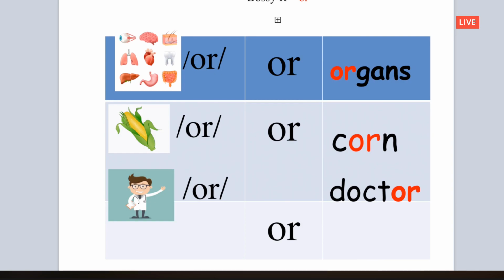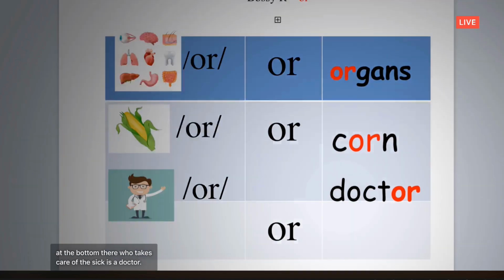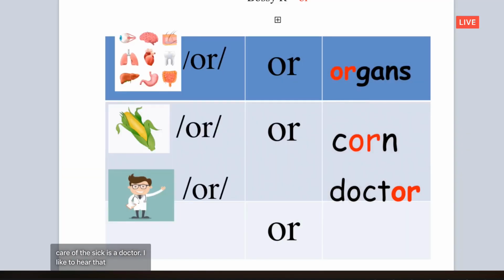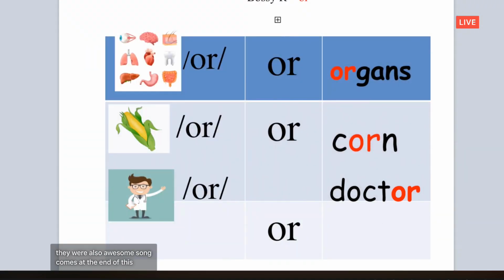And the name of our picture at the bottom there, who takes care of the sick, is our doctor. Doctor. And our R sound comes at the end of this word. Doctor. Now I know I don't like to visit the doctor, but sometimes we just have to make sure that we are well. And while you're at home, remember to practice your social distancing, so there will be no need for you to visit the doctor.